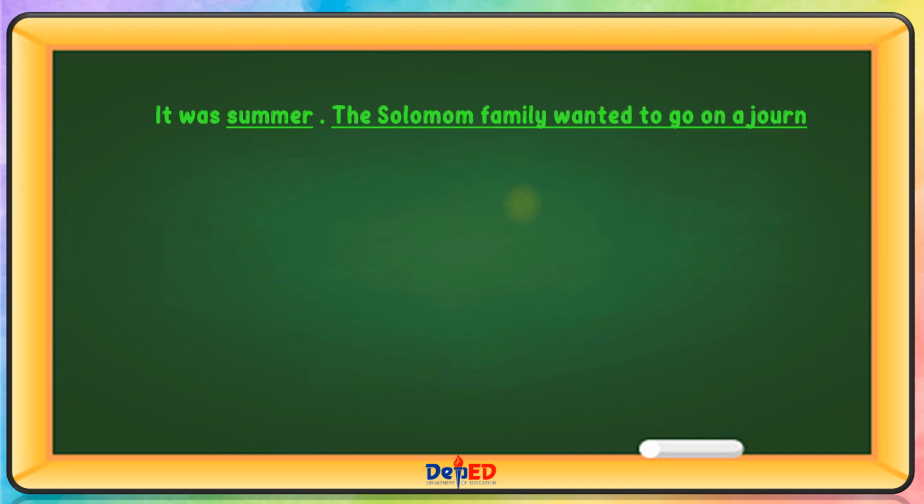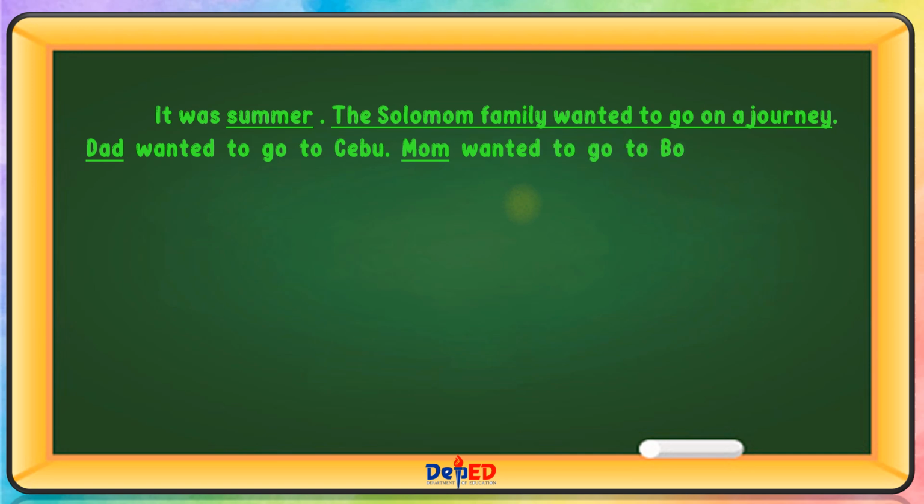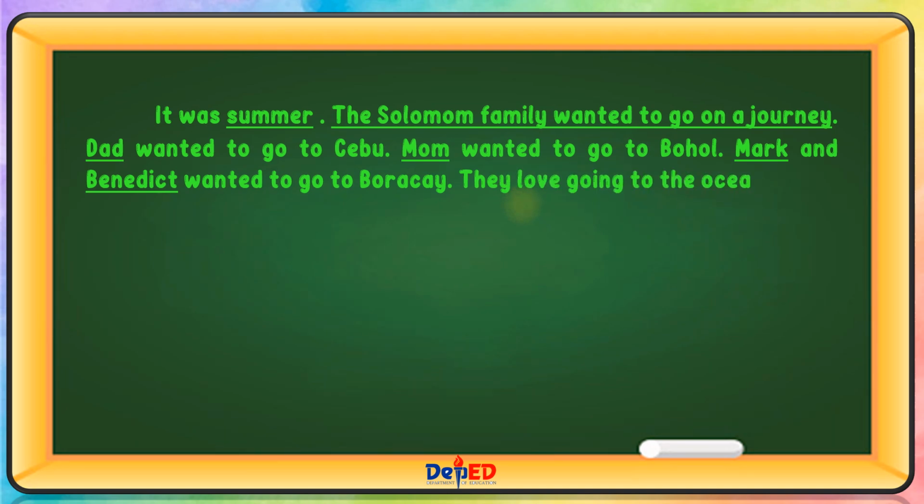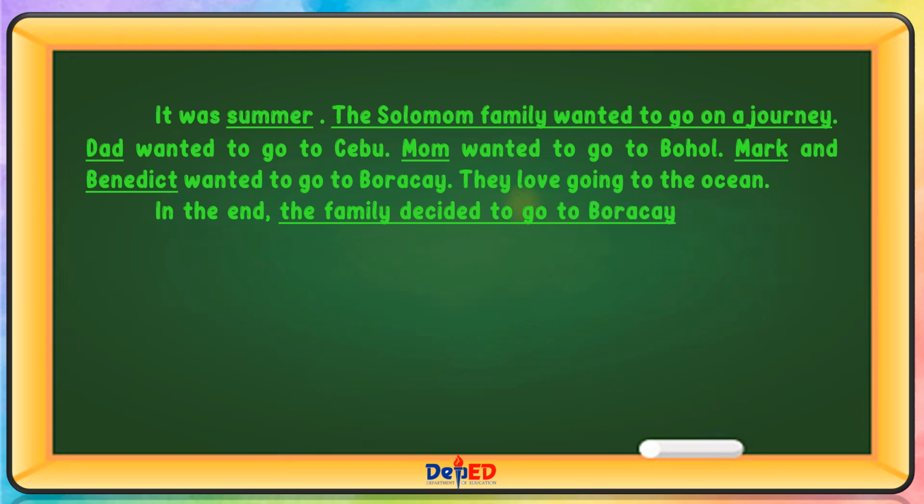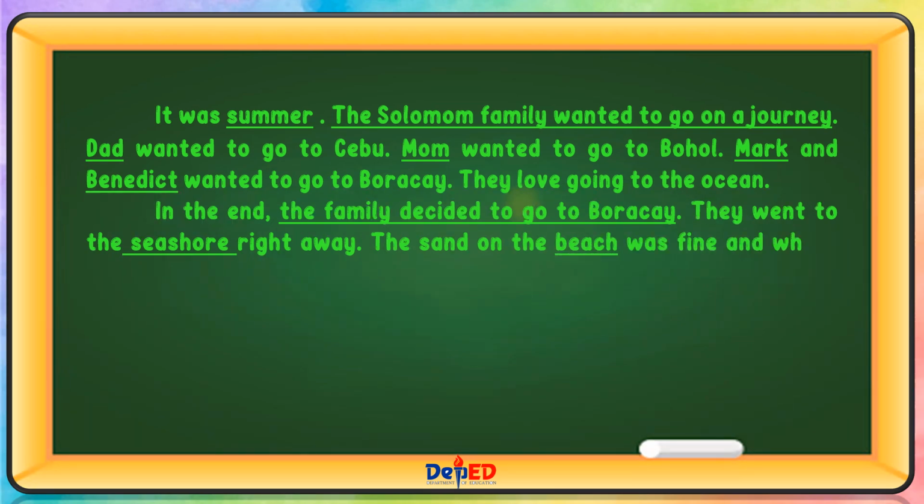It was summer. The Solomon family wanted to go on a journey. Dad wanted to go to Cebu. Mom wanted to go to Bohol. Mark and Benedict wanted to go to Boracay. They loved going to the ocean. In the end, the family decided to go to Boracay. They went to the seashore right away. The sand on the beach was fine and white.